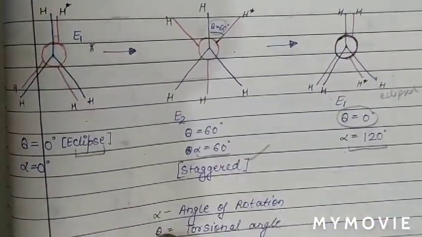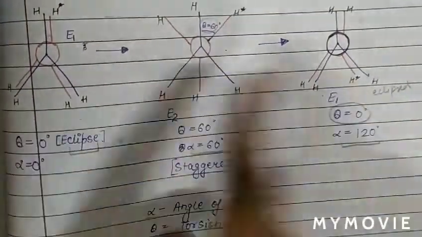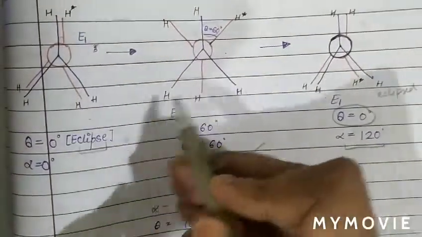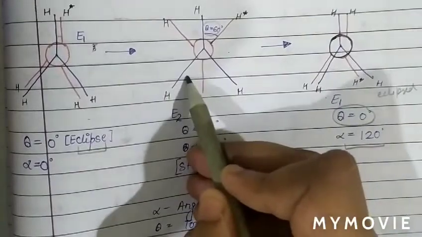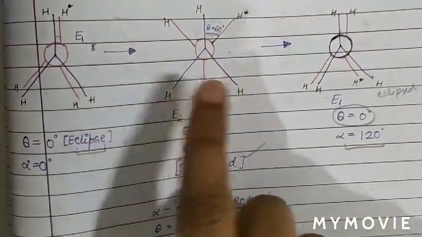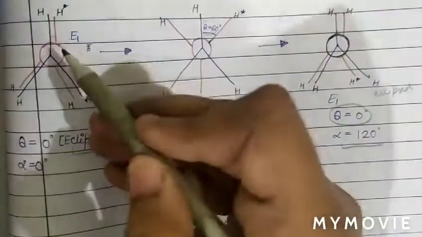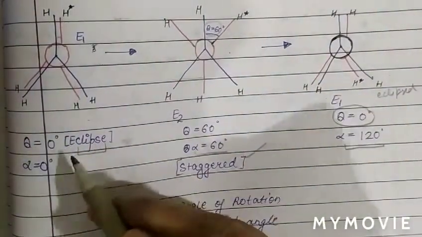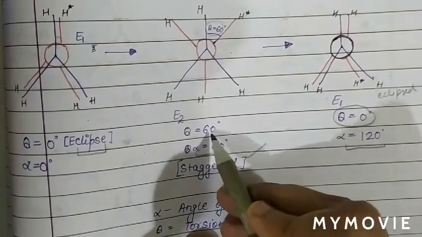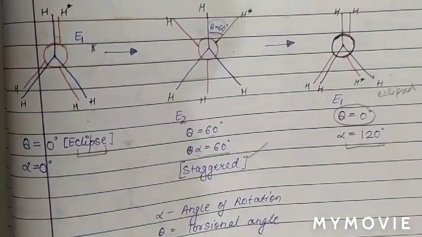As we know, there are basically two different forms, the eclipse form and the staggered form. The staggered form is more stable than the eclipse form, because in the staggered form the torsional strain is minimum, while here it is maximum. So theta is 0, the torsional angle is 0 in the eclipse position, and the torsional angle is 60 in the staggered position. So alpha is the angle of rotation and theta is the torsional angle.